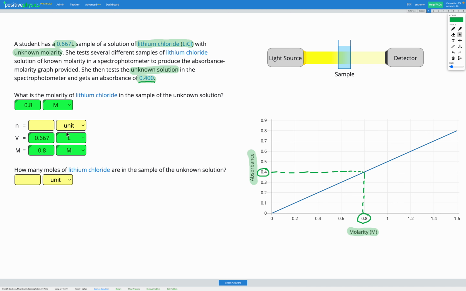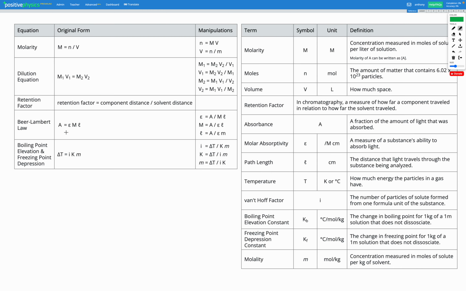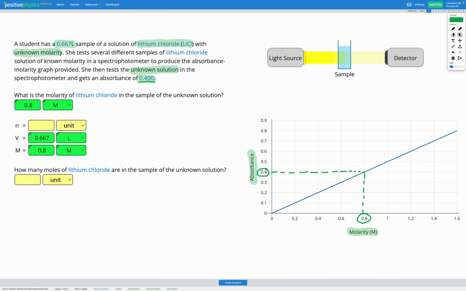So let's head again to our reference sheet. Here's our molarity equation again at the top. M equals n divided by V. So let's write that down. M equals n divided by V. We're trying to find n, the number of moles.